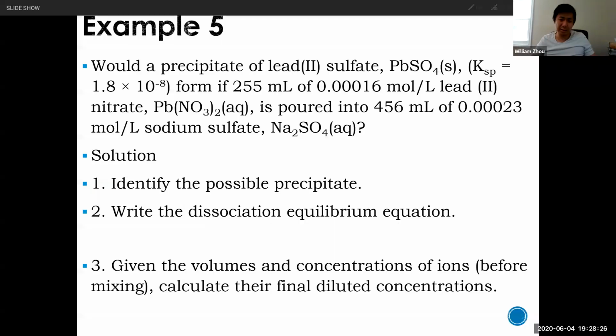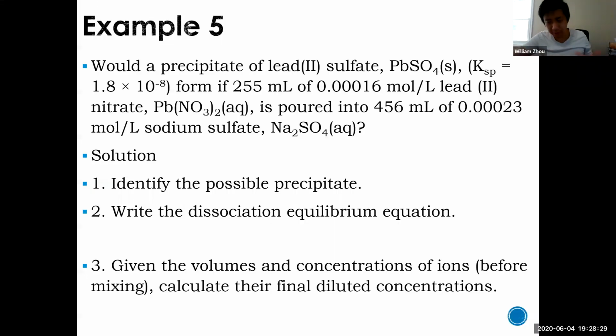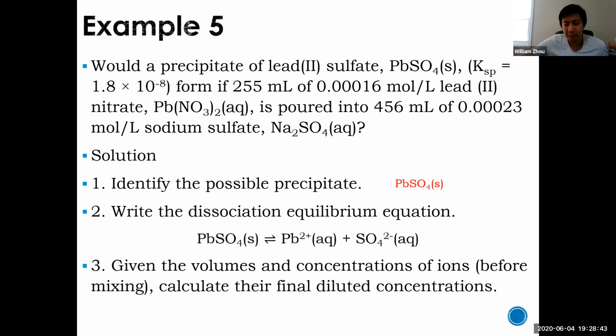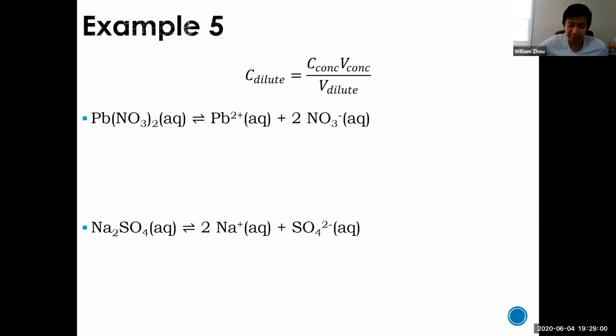Okay, last example. Is there a precipitate? First of all, you have to identify the possible precipitate. Well, no, duh, the question literally tells you it is lead 2 sulfate, so you can just skip that one. The dissociation equation, well, it's just lead sulfate breaking into ions. All right, so now calculate the diluted concentration of the lead 2 plus and the sulfate 2 minus using the dilution formula. So there you have it on this page.